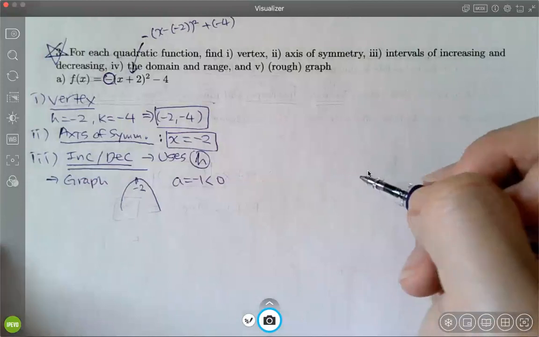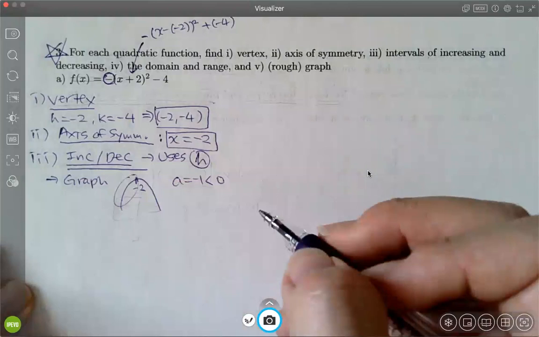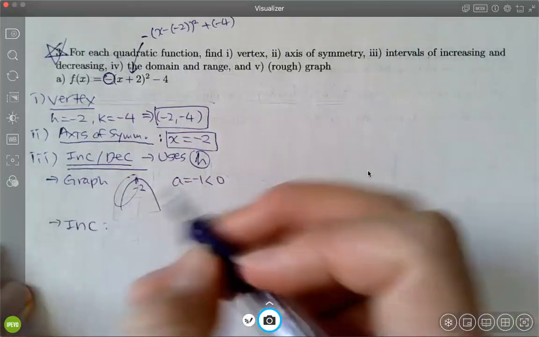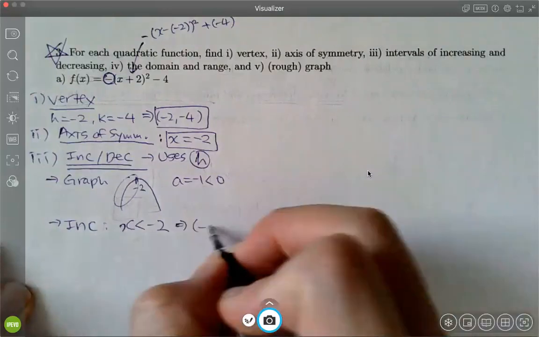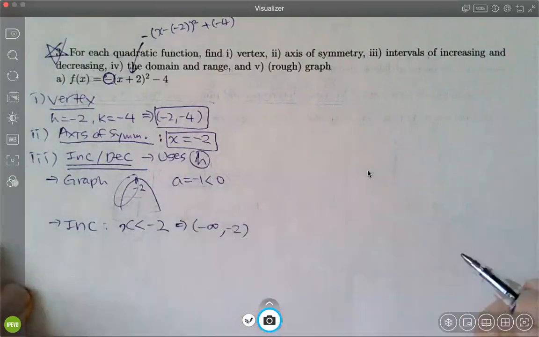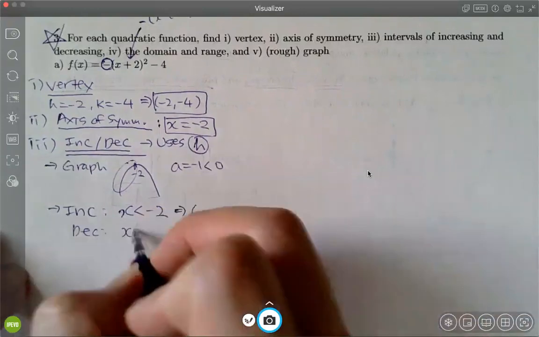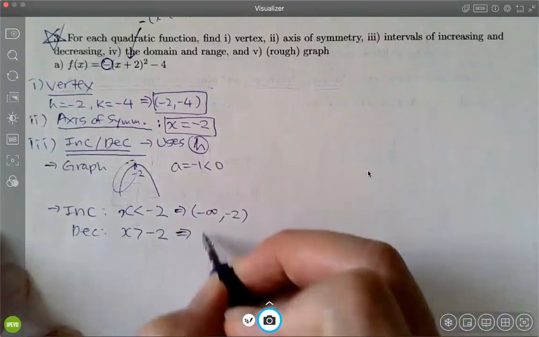So where is the graph increasing? That, right? So what does increasing represent? Anything less than -2, right? Which is what? Negative infinity comma negative 2 with parentheses, right? Okay, and where is the graph decreasing? Anything greater than negative 2. And what does that represent? Negative 2 comma infinity, right?